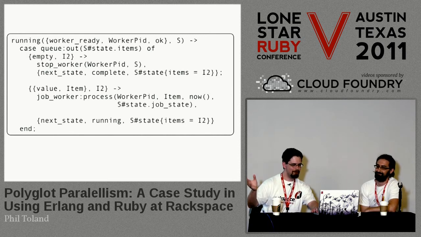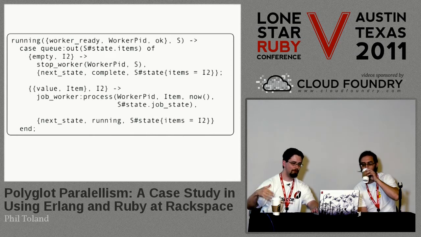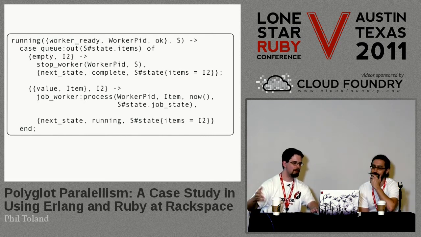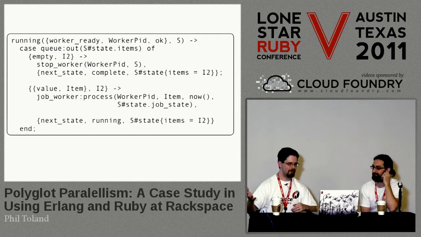So the list of things that we need to process is called items. We pop that off the queue. If the queue is then empty, then we stop the worker and we transition into the complete state. This is a finite state machine. So we transition into the complete state and return a new process state with an empty list of items.